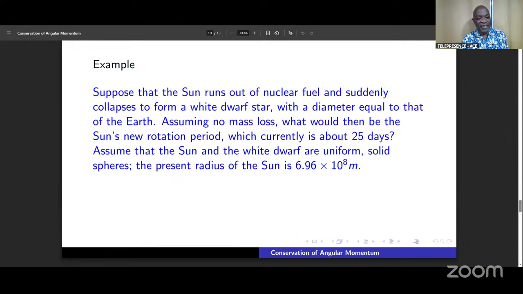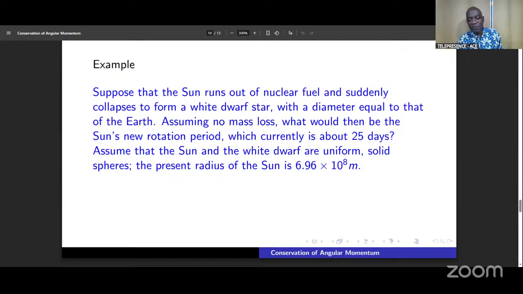By the way, I hope that you know that the sun, our sun, is a star also. It's just one of the medium-sized stars in the Milky Way. That's the name of our galaxy, okay? So the sun is just a star. Okay, so suppose that the sun runs out of nuclear fuel and suddenly collapses to form a white dwarf star with a diameter equal to that of the Earth.